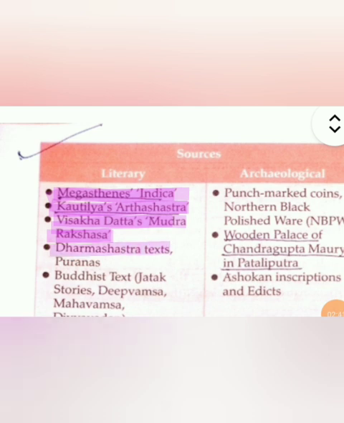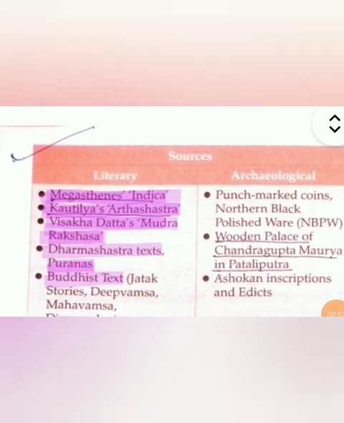Dharmashastra texts, Puranas, and some Buddhist texts. Okay, you need not remember the names of these Buddhist texts. These are not important. The important ones are Megasthenes' Indica, Kautilya's Arthashastra, and Vishakhadatta's Mudra Rakshasa.